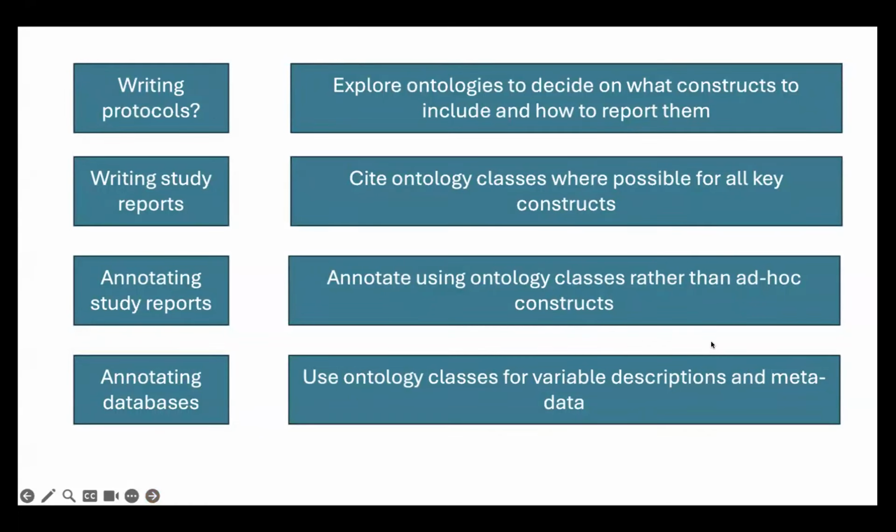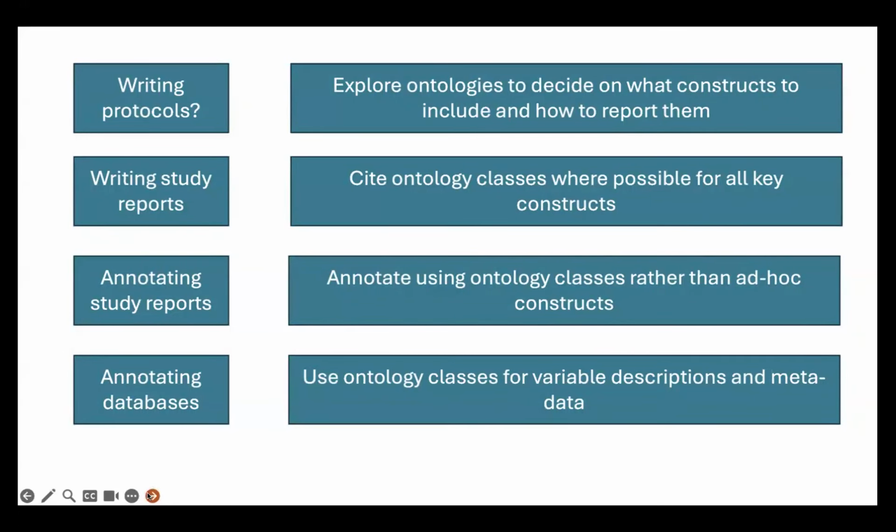Now, the reality, of course, is that because ontologies are incredibly new and they're still very much developing, a lot of entities that you would want to be able to refer to aren't covered in ontologies, because there's tens, if not hundreds of thousands of them potentially. You know, a lot of what we do is going to be retrofitting to existing papers and protocols and so on. But that's ideal. So if you're starting a study, think about using ontologies in writing a protocol.